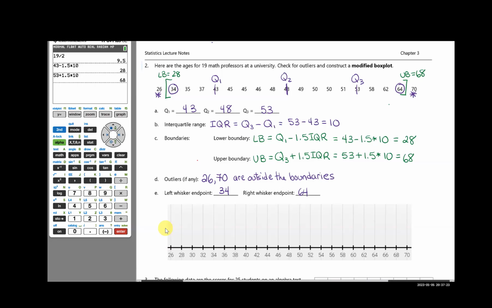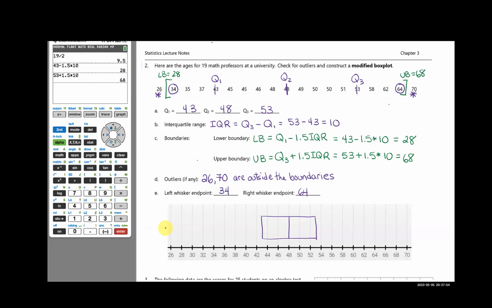I'd like to do the box first. So 43 is my Q1. 53 is my Q3. So the first and third quartiles make up the box. And then the median Q2 was 48. So the box is actually perfectly symmetric at this point. Let's put the whiskers on.